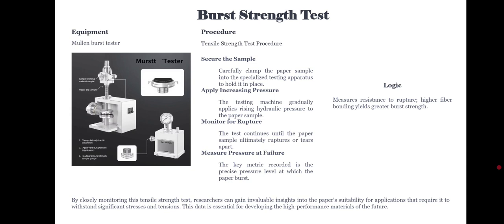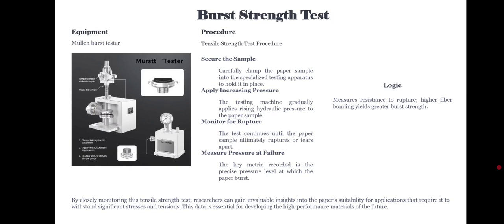Let's start with the burst strength test. This test uses a Mullen burst tester. The paper is clamped and hydraulic pressure is gradually applied. When the paper bursts, the pressure at the rupture is recorded. Strong fiber bonding increases burst strength and is vital for products like bags and cartons.